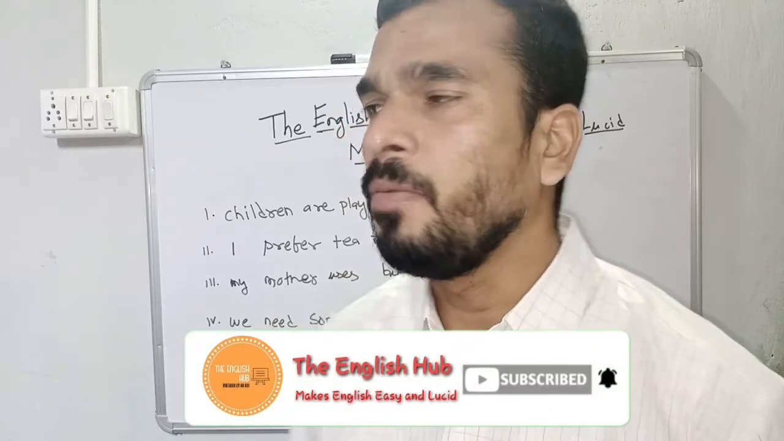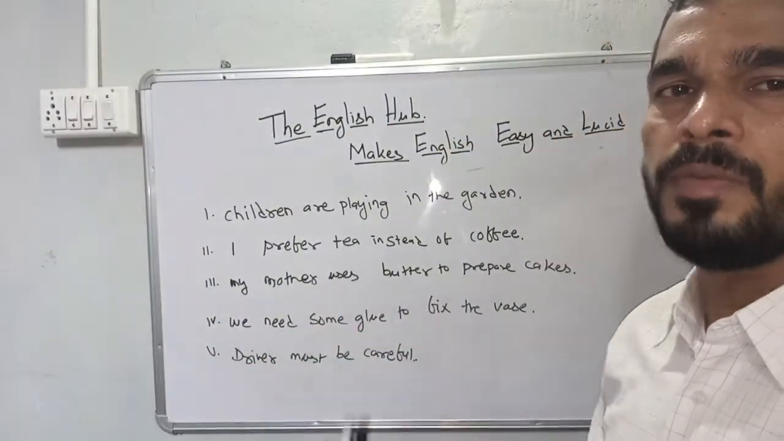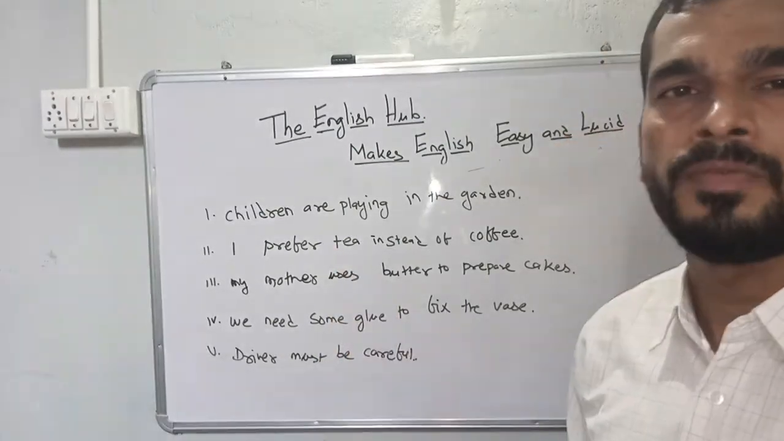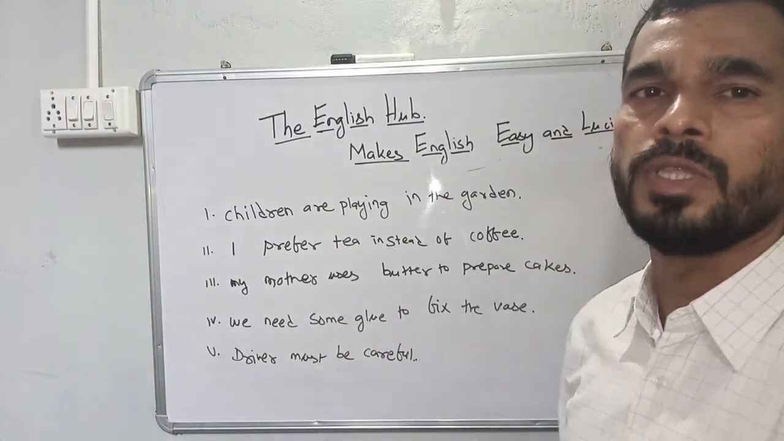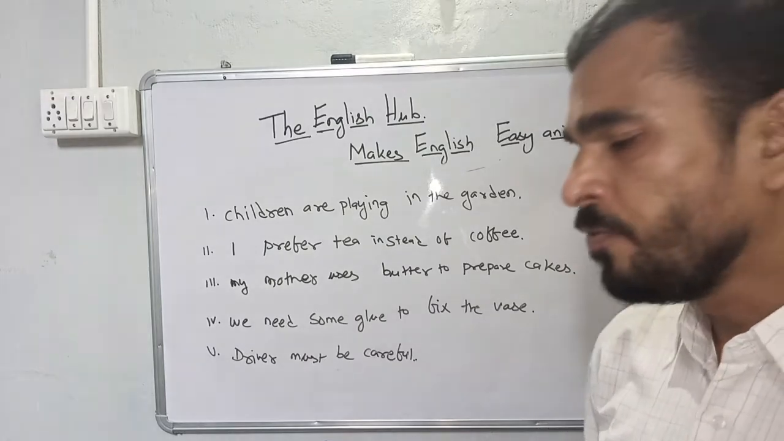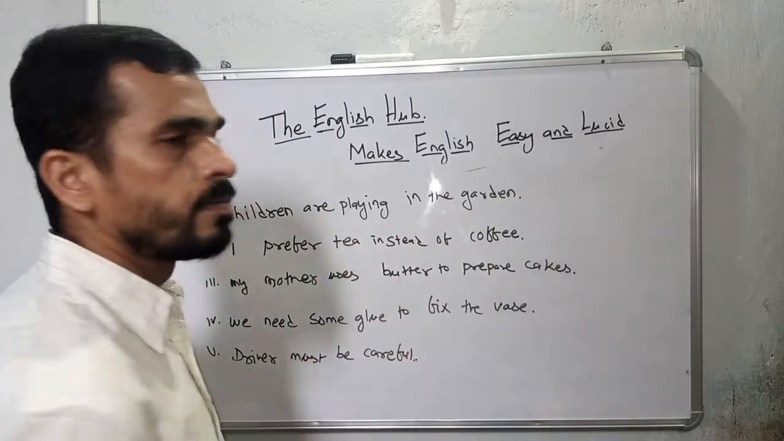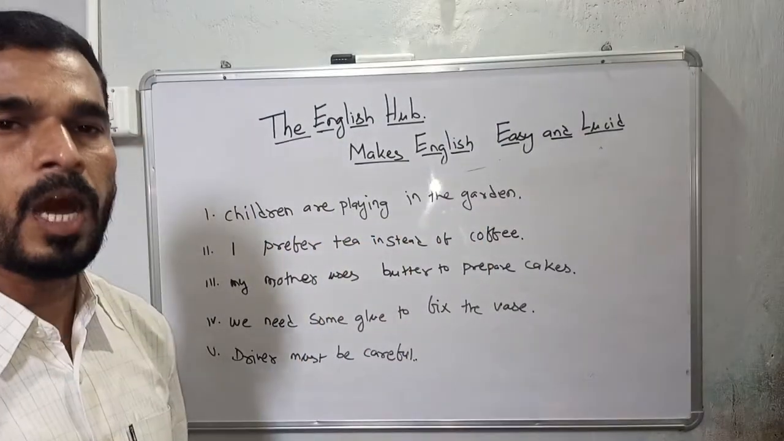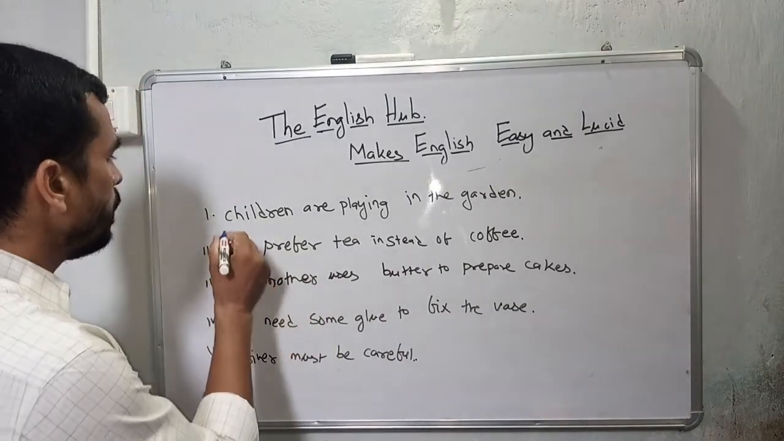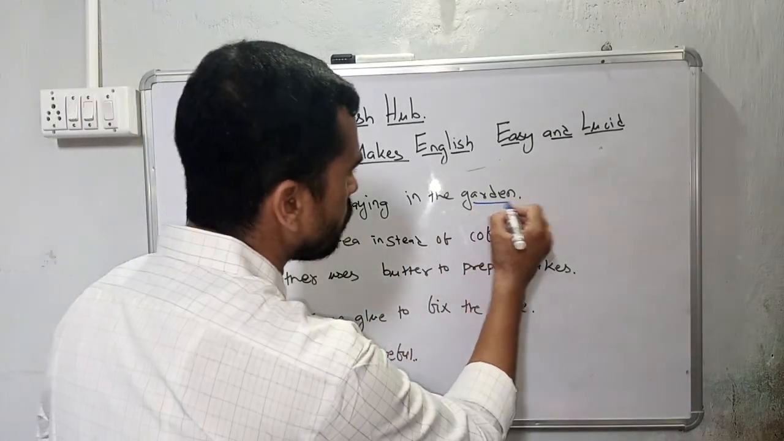Let's start. I have already written 5 sentences. In these 5 sentences, what you have to do? You have to find out the noun first of all. Then you have to say whether they are countables or uncountables. Let's start. The first sentence is: children are playing in the garden. How many nouns are there? There are two nouns. One is children, another one is garden.